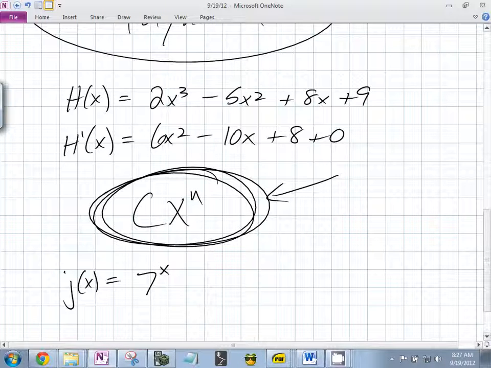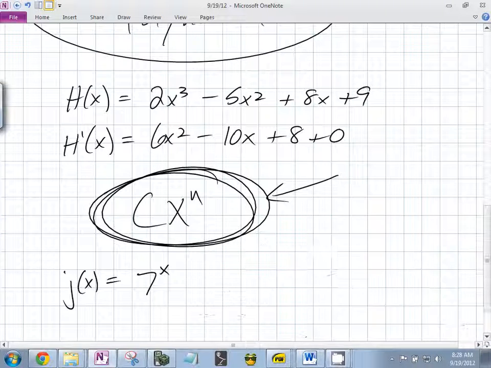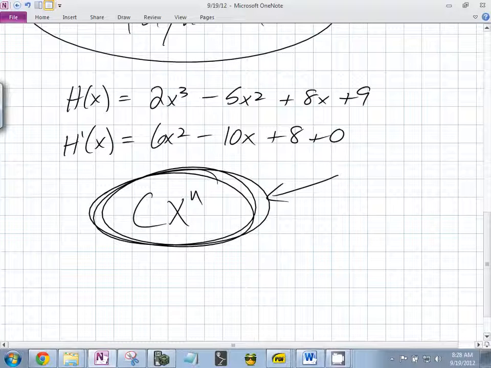Can you tell me anything about the derivative of that yet? No. Some people are going to fly through, oh, the derivative is j prime of x is equal to x times 7 to the x minus 1. No, no, no. Don't do that. So right now you can only differentiate polynomials. Only polynomials right now.